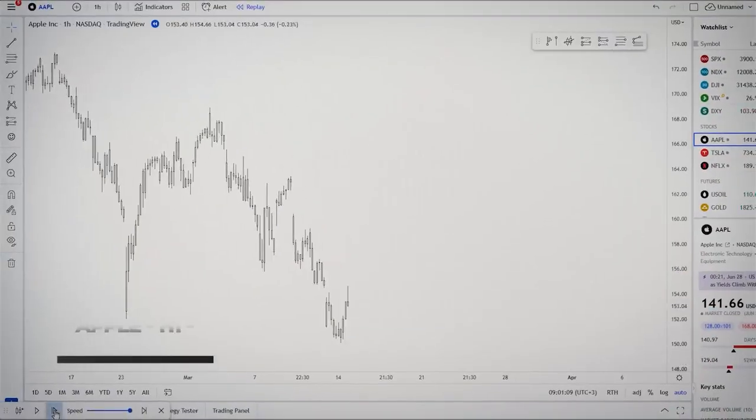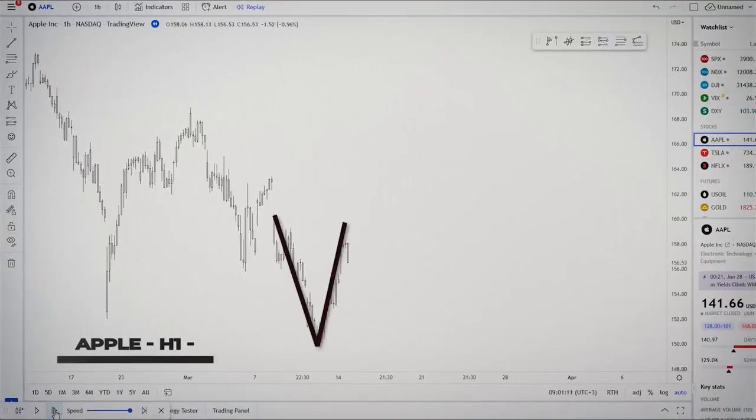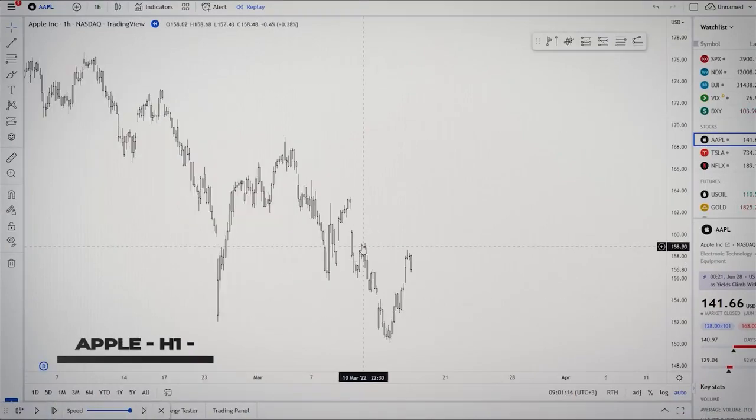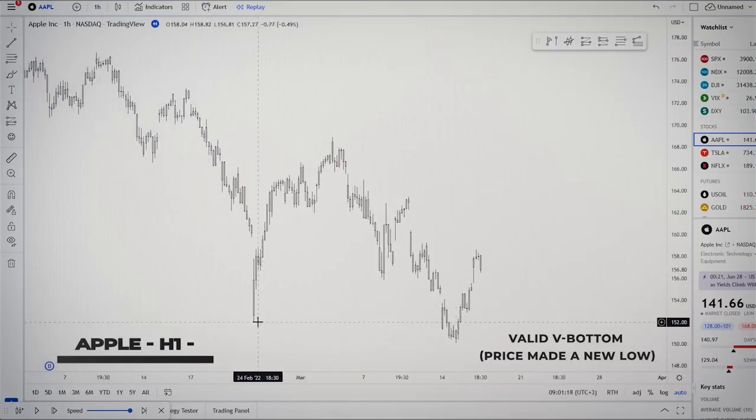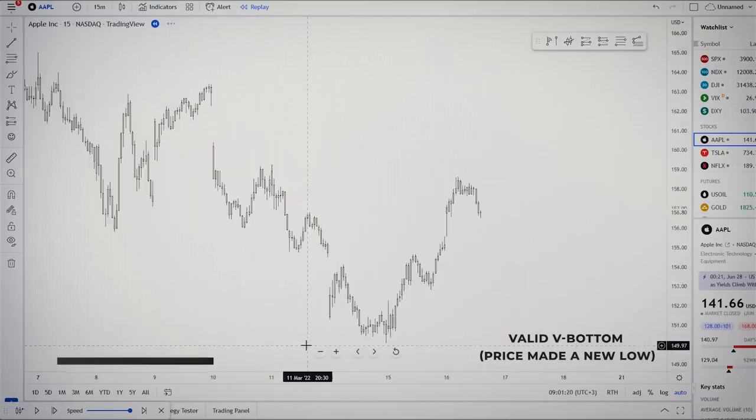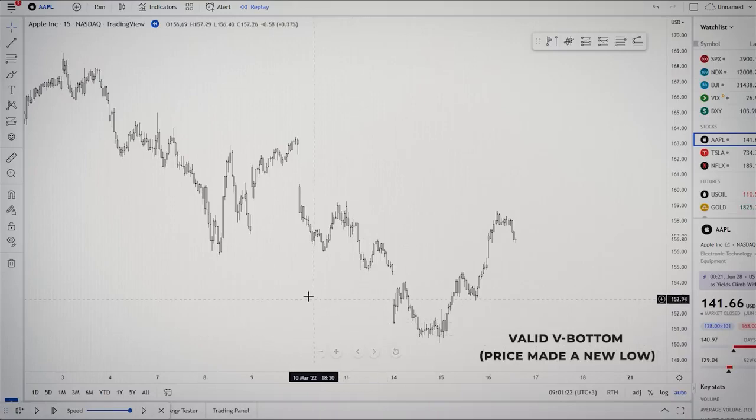We trade Apple on the hourly time frame. I spot a V bottom here. Price made a new low and momentum switched to the upside. Let's move to a lower time frame to time our entry.